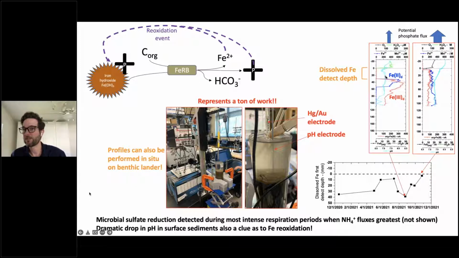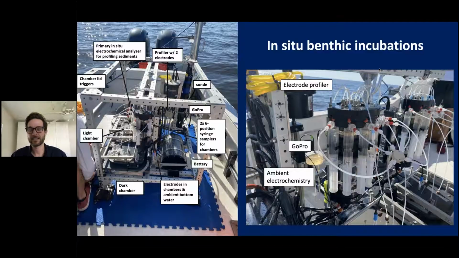We also see a drop in the pH in this area, which also suggests that you may have iron oxidation going on. So we think that's really controlling the micro patterns, the short-term patterns of phosphorus cycling in the sediments in exchanges with the water column.